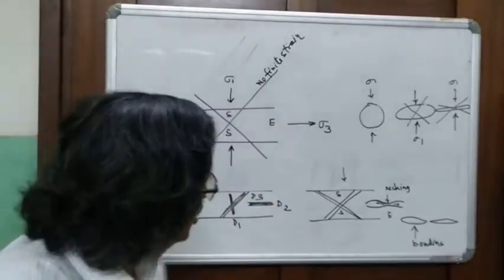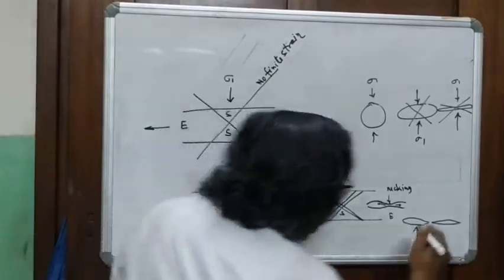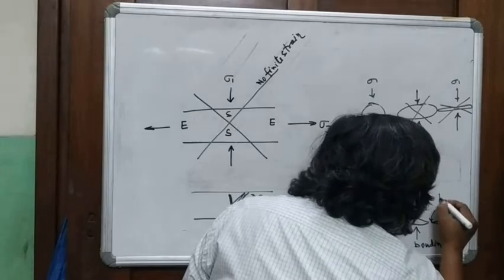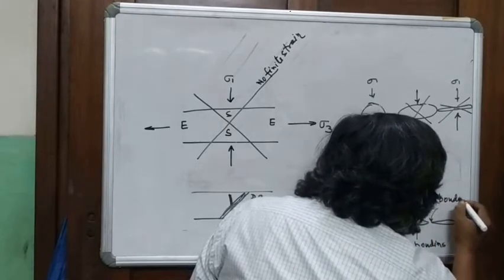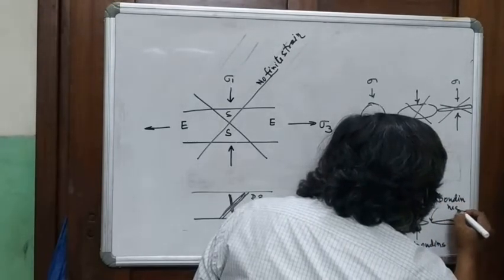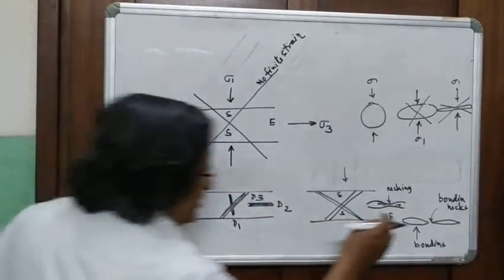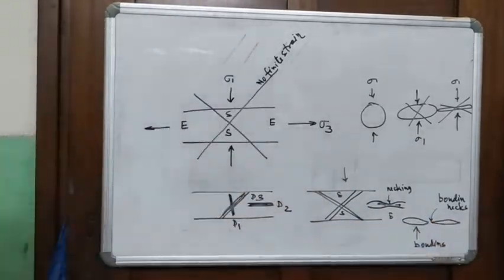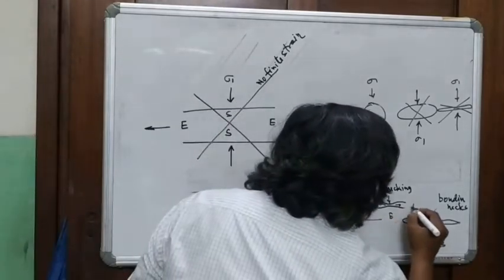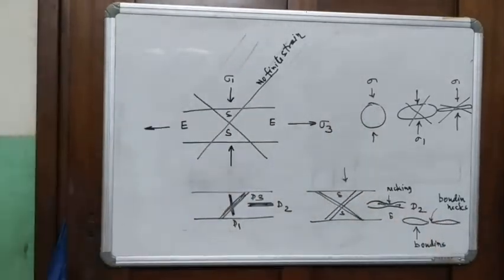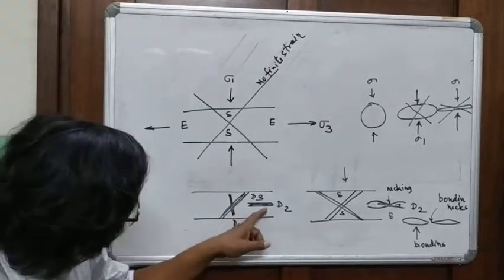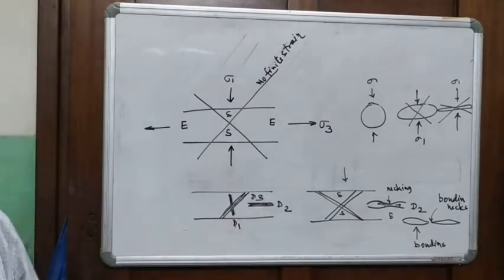So you produce boudins, and these are called boudin necks. So this is where it was essentially torn off. So this is what happens to D2, if it started to be in the zone of elongation.